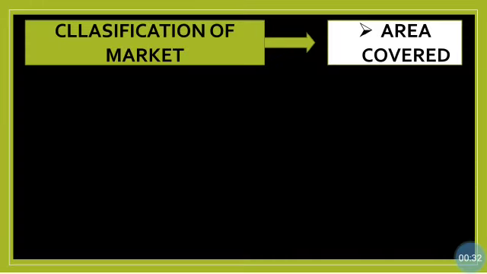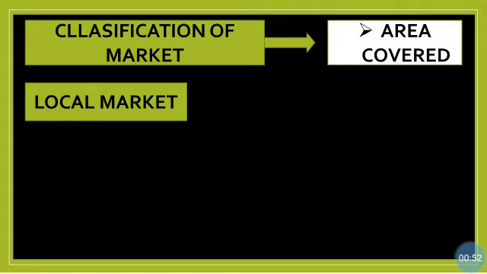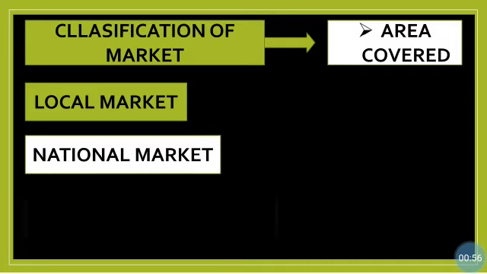Markets can be classified in various ways, such as on the basis of area, time, volume of transaction, importance, nature of goods, regulation system and competition. Area-wise, there are different markets, such as local market, national market and international market.